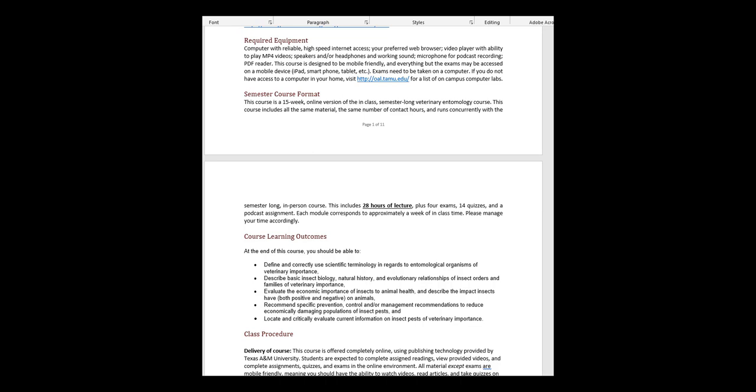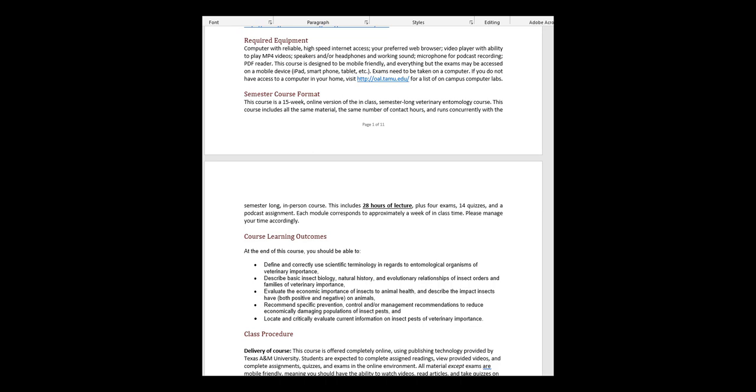And because of that, be able to recommend specific prevention, control, or management of these organisms. There are some organisms that can be pretty prevalent, but they don't cause any problems. So you don't need to waste your money spraying down animals with pesticides. Others are super dangerous because they can vector really nasty diseases. And so you need to treat for those right away. So I want you to know which is which.